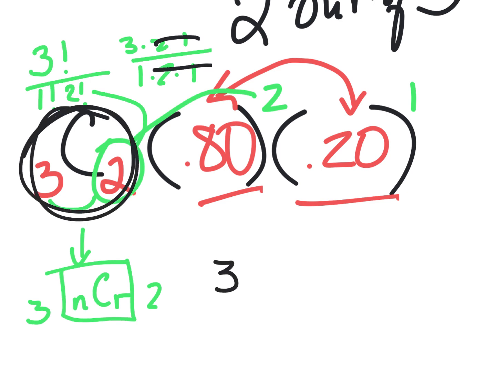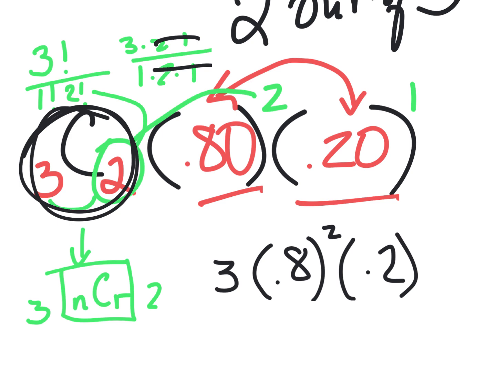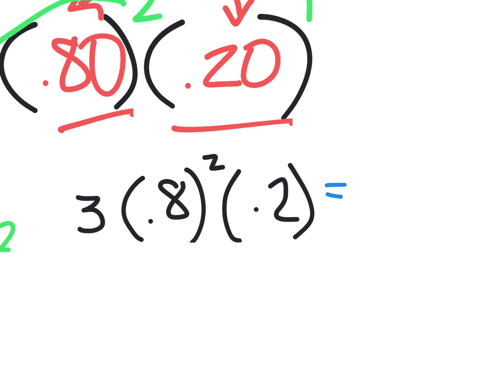So then I'd use my calculator. 3 times 0.8. Do you have to say 0.80? It's the same exact thing. Just skip the 0. to the second times 0.2 to the first. Don't have to even type to the first because that means the same thing as 0.2. And you'd have your answer.